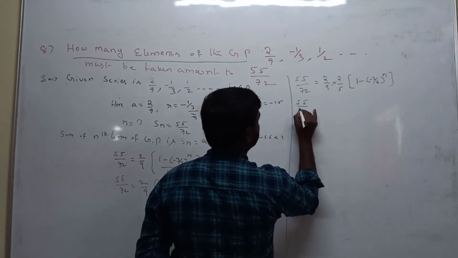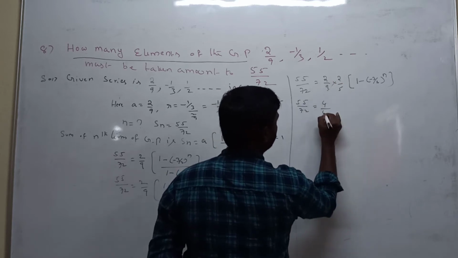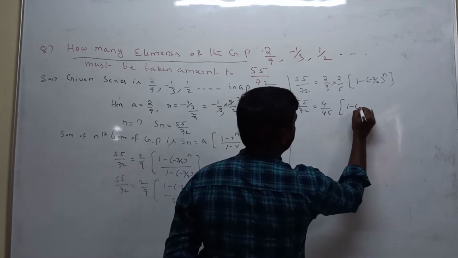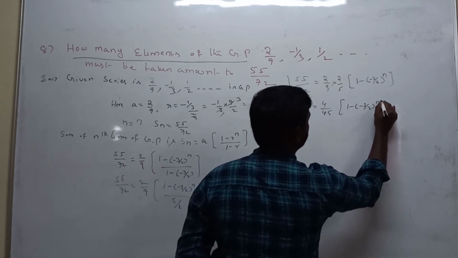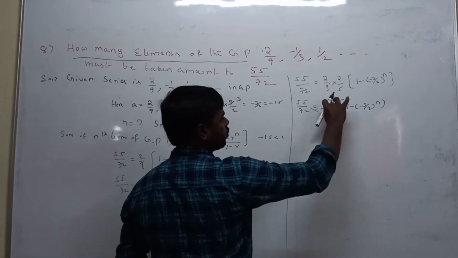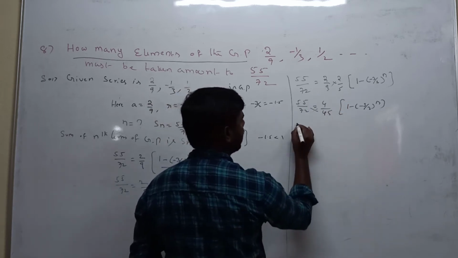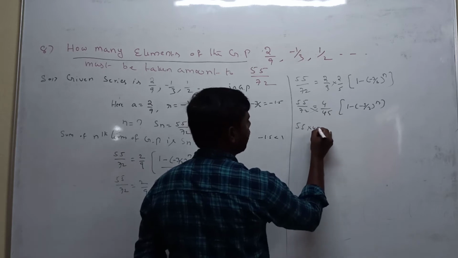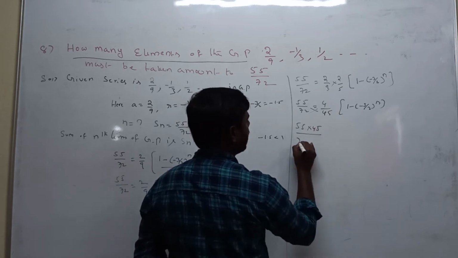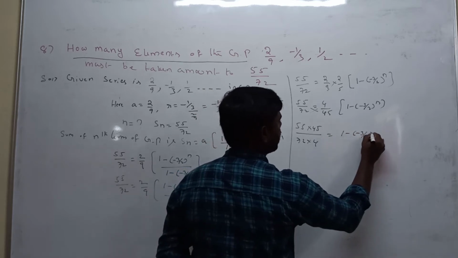55 by 72 is equal to numerator 2 into 2 4, 9 5 ja 45 into 1 minus 3 by 2 all to the power of n. After that, these two values are cross multiplied. 45 will go to the numerator, 4 will go to the denominator. So 55 into 45 divided by 72 into 4 is equal to 1 minus 3 over 2 to the power of n.